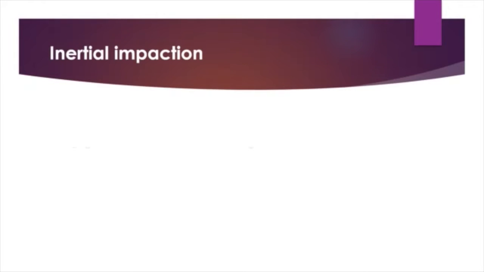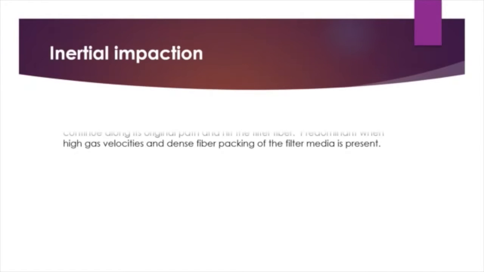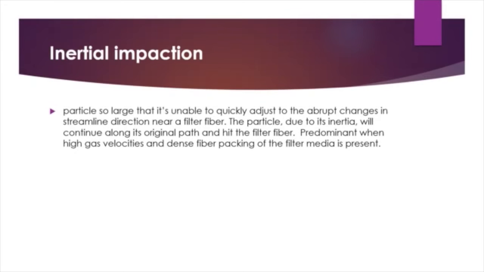Inertial impaction. A particle is so large that it is unable to quickly adjust to the abrupt changes in streamline direction near a filter fiber. The particle, due to its inertia, will continue along its original path and hit the filter fiber. This is predominant when high gas velocities and dense fiber packing of the filter media are present.